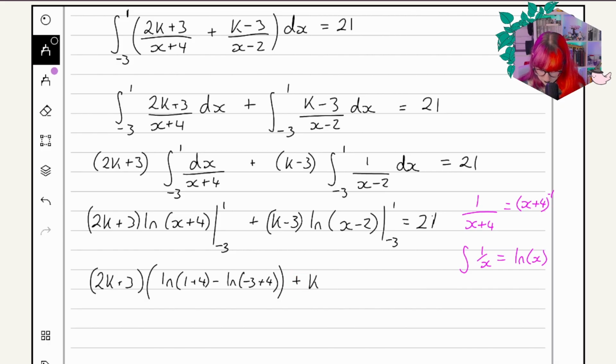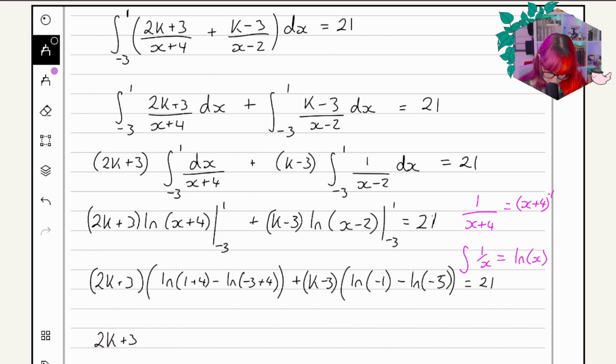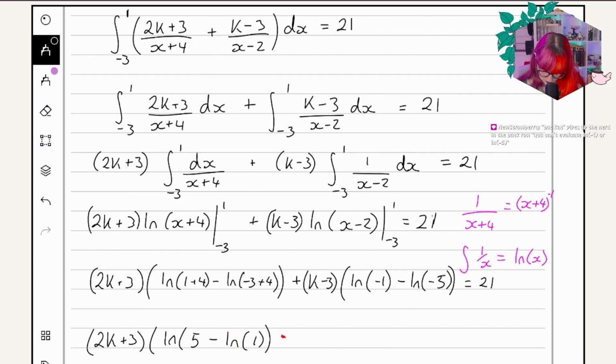And we do the same thing here. K minus 3, and that's ln of... okay, so 1 minus 2 goes to minus 1. Minus ln of minus 3 minus 2 is minus 5. Again, is equals to 21. So simplifying this, you get 2k plus 3 log of 5 minus log of 1. Plus k minus 3 log of minus 1, log of minus 5.